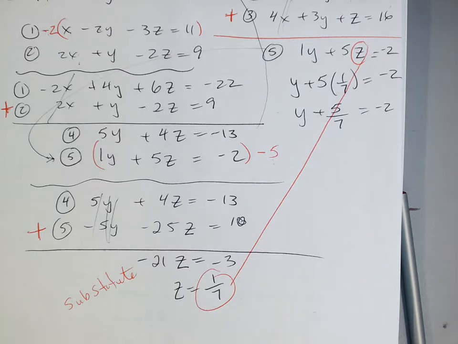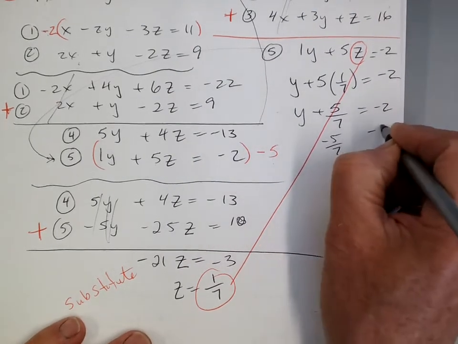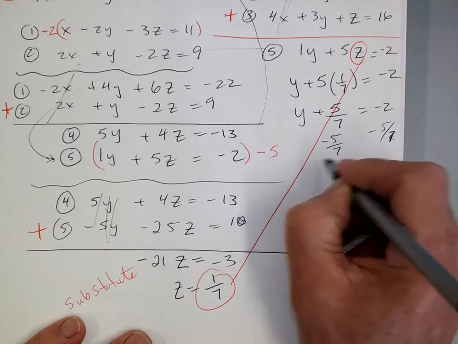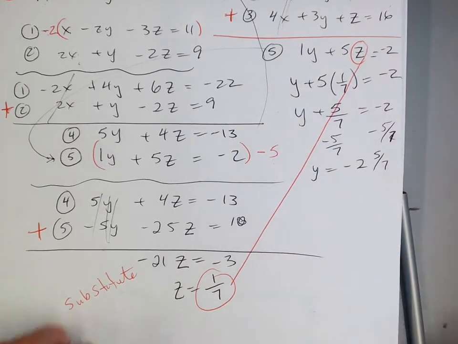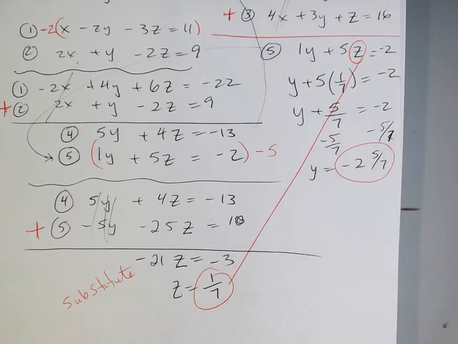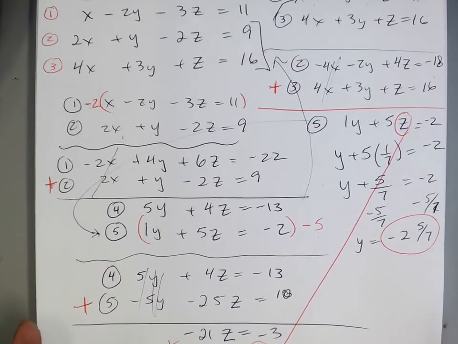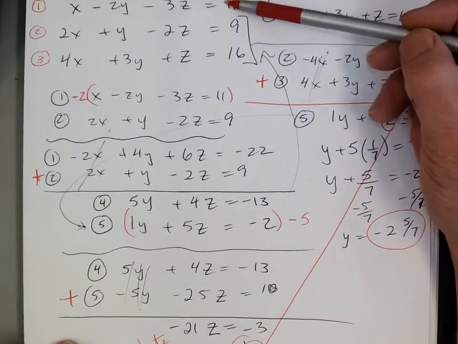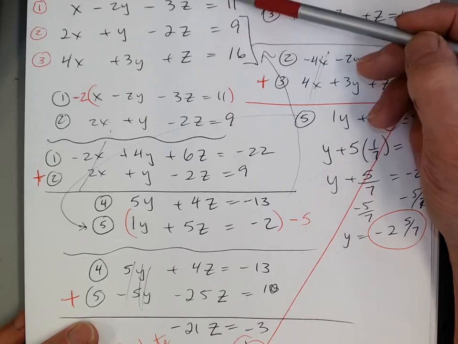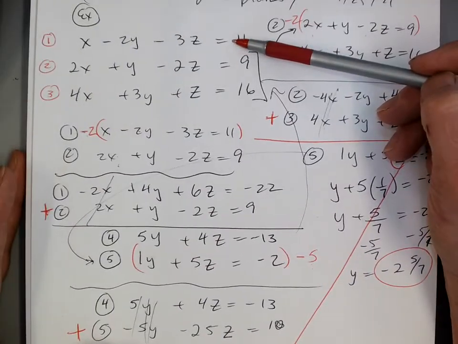I don't know. So now, let me keep going. Minus 5/7 minus 5/7. So I get y equals negative 2 and 5/7. Okay, now we got y. We got z. Now we need x. So what I do is I go back to an equation that has x, y, and z. I got lots of choices. I got the first one, the second one, third one, doesn't really matter. I need an equation with x, y, and z because I'm going to substitute.